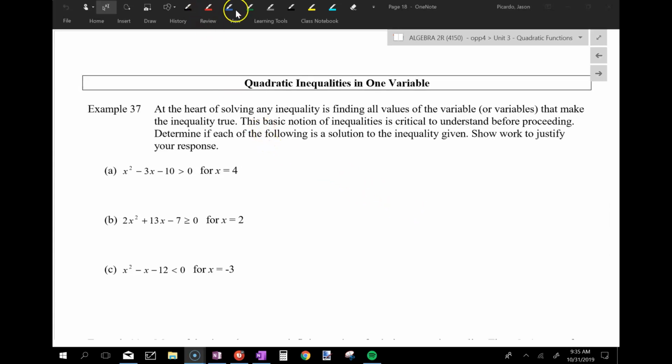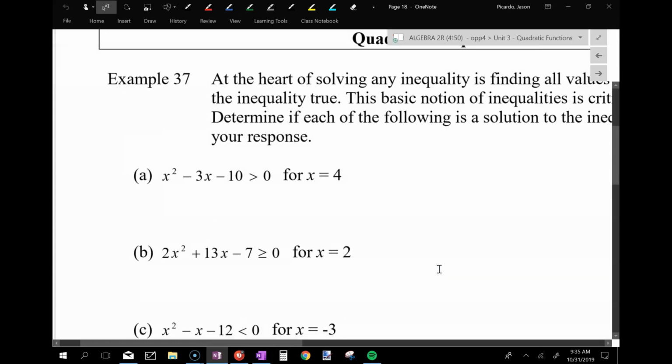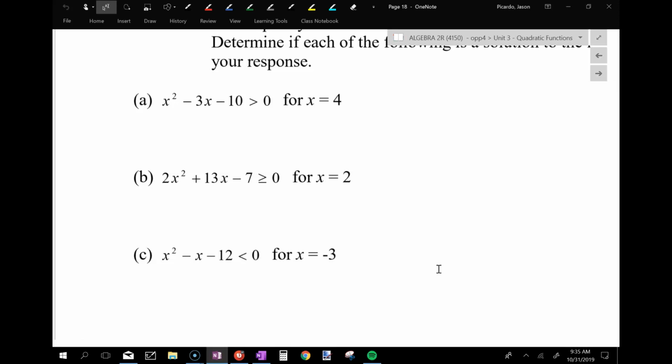If I gave you these three questions, I want to know if the x value that I give you satisfies the inequality. What does the word satisfy? What do I mean when I say the word satisfies the inequality? Makes it true, right? Does it make it true or does it make it false?